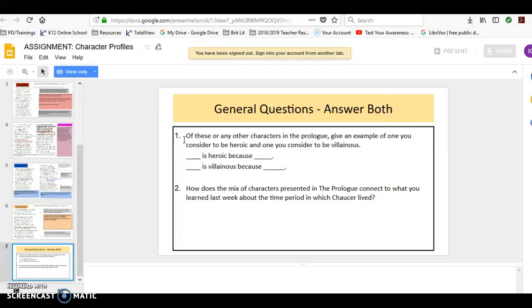First, of these or any characters in the prologue, give an example of one you consider to be heroic and one you consider to be villainous. So you'll fill out both of these.